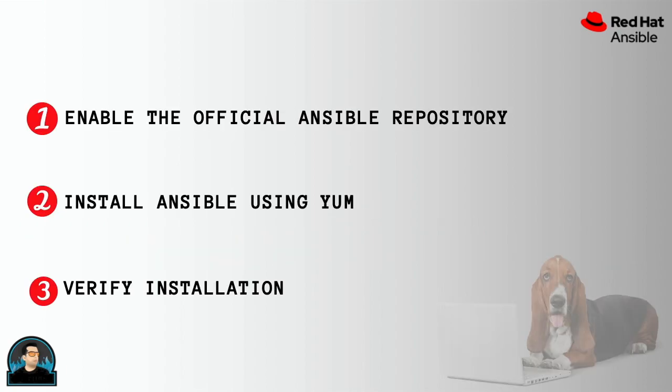So the steps are fairly simple. First, we'll enable the official Ansible repository in our RHEL machine. Then we'll install Ansible using yum. And finally, we'll verify the installation. Let us quickly go through the demonstration for the same.